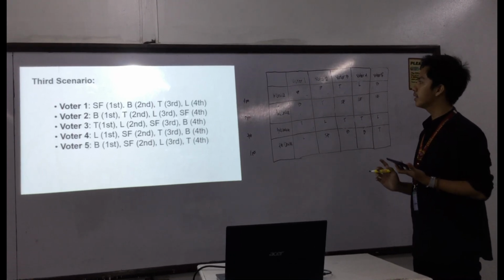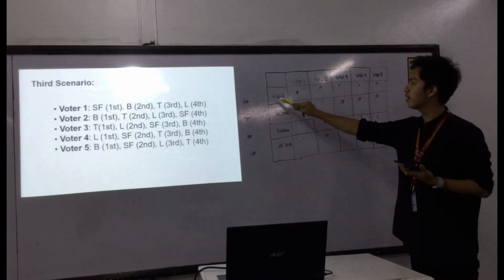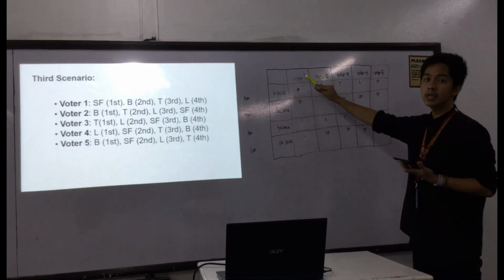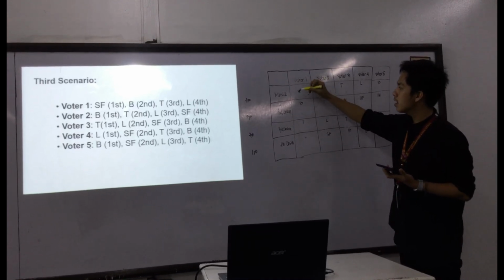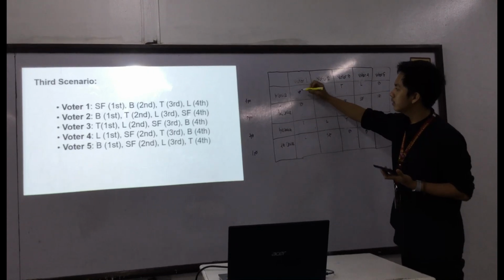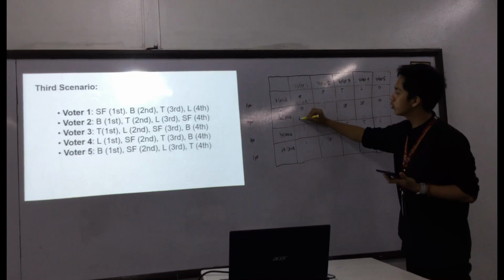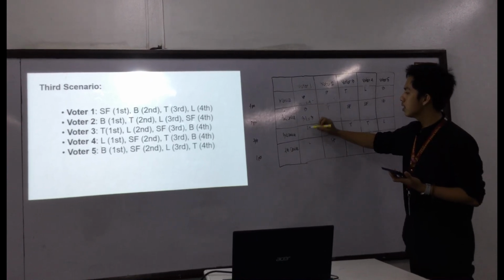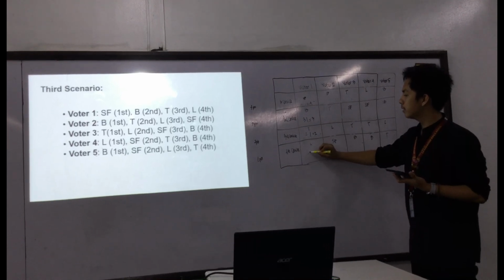This scenario does not multiply the first choice to the voter, because the voters is only 1, so it is 1. So 4 times 1 is equal to 4 already. So let's proceed to it. So 3 times 1 is equal to 3, 2 times 1 is equal to 2, 1 times 1 is equal to 1.